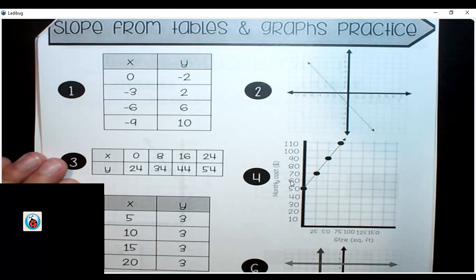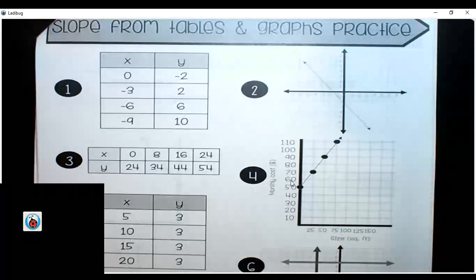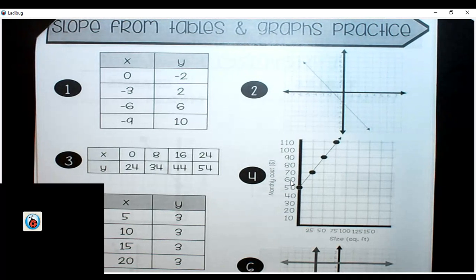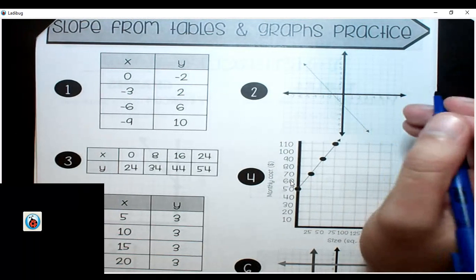So pause the video and then try these examples on your own. See if you can find the slope of the graphs and of the tables. And I'll go ahead and work them out.